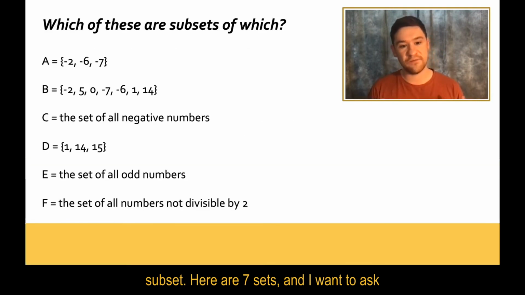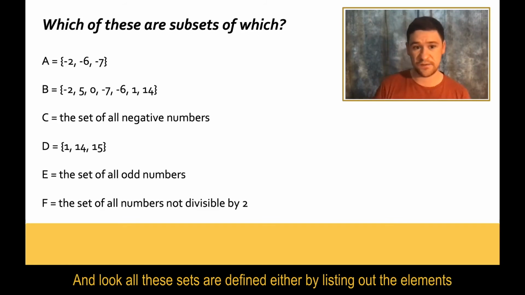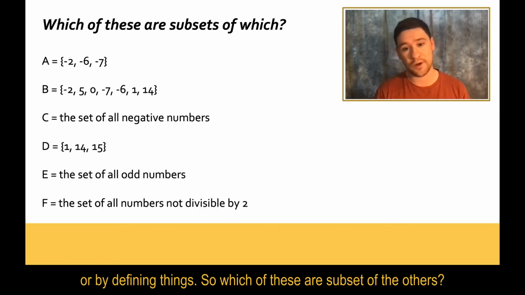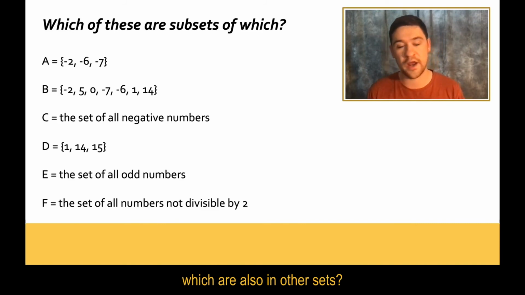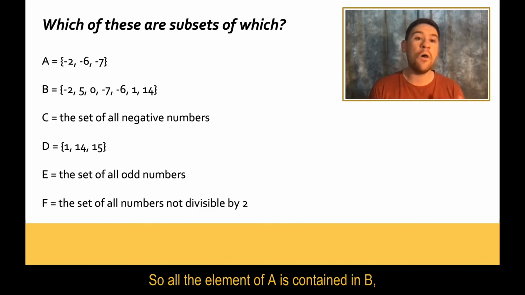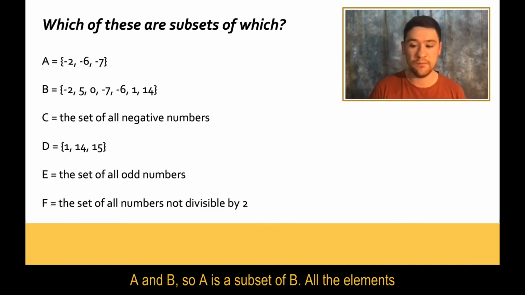Here are 7 sets, and I want to ask which of these are subsets of the other. And look, all these sets are defined either by listing out the elements or by defining things. Right? So which of these are subsets of the other? Which of these contain elements which are also in other sets? So all the elements of A are contained in B. -2, -6 and 7 are in both A and B. So A is a subset of B.